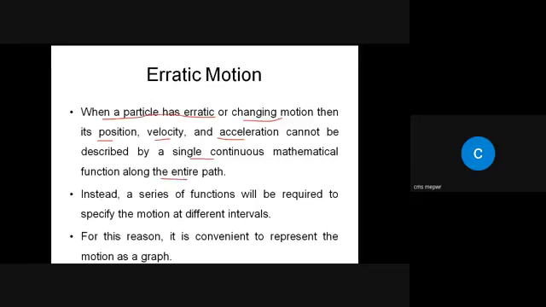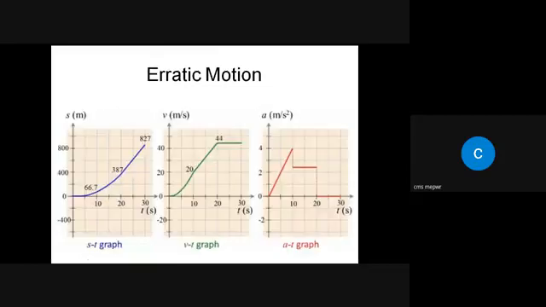So instead of using one continuous equation, a series of functions or equations will be required to specify the motion at different intervals. For this reason, it is more convenient to represent the motion as a graph rather than by a simple equation or by a series of equations. Okay.